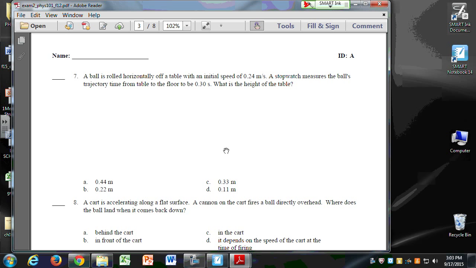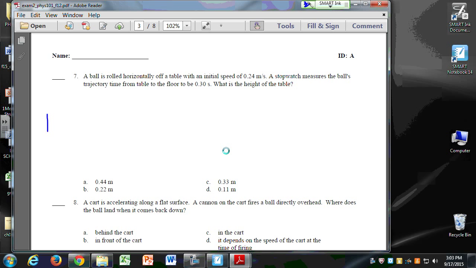Okay, the ball is rolled horizontally off a table with an initial speed of 0.24 meters per second. The stopwatch measures the ball's trajectory time from table to floor to be 0.3 seconds. What is the height of the table? This is a pretty easy problem because the ball comes off horizontal, so you're not going to have to worry about components of vectors. If it's at an angle, which you could also see, and I'll work one, you have to find the components of the vectors.